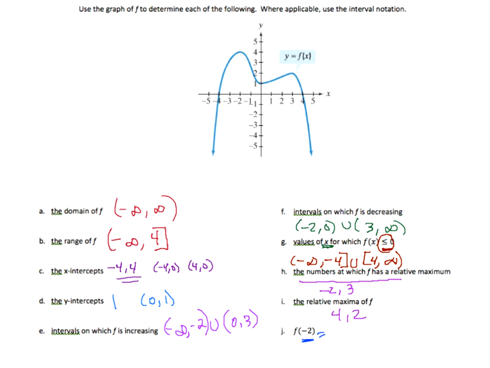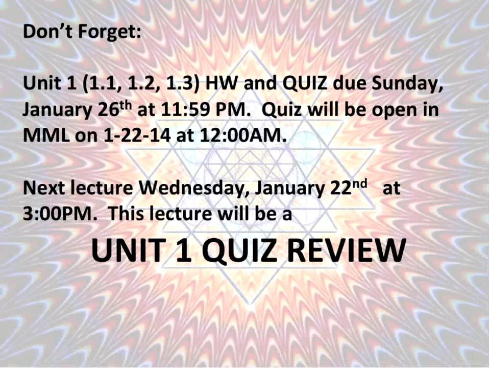And the last one, let me clean the graph off for this last one and get a new color. F of -2. So this says when I plug -2 into the function, what do I get out there? So if I run to -2 on the x-axis, that sends me up to +4. So f of -2 is 4.